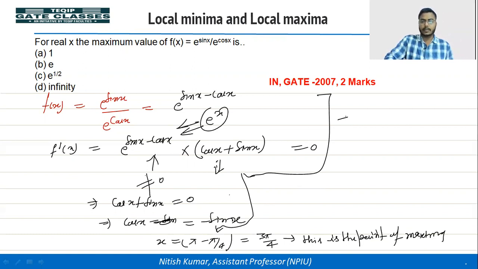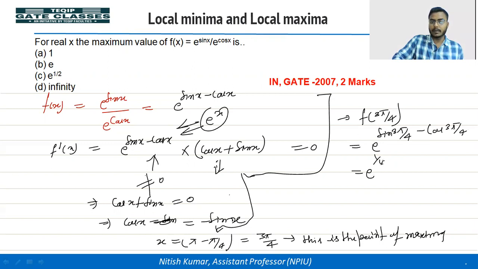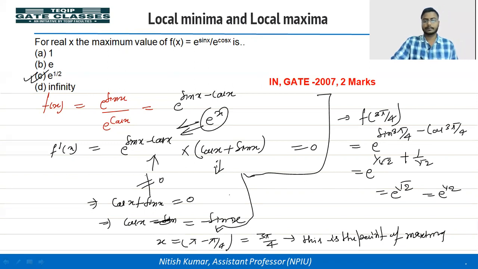Just calculate the functional value at x equal to 3 pi by 4. So what are you getting here? e to the power sin 3 pi by 4 minus cos 3 pi by 4. e to the power 1 by root 2 minus minus 1 by root 2. So we can write e to the power root 2. Option C is correct.